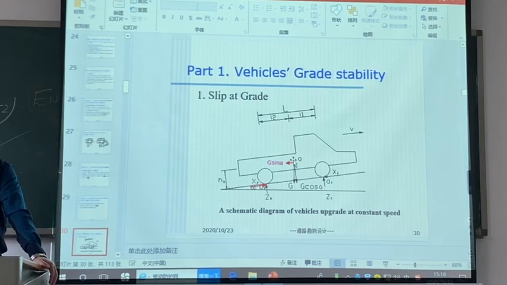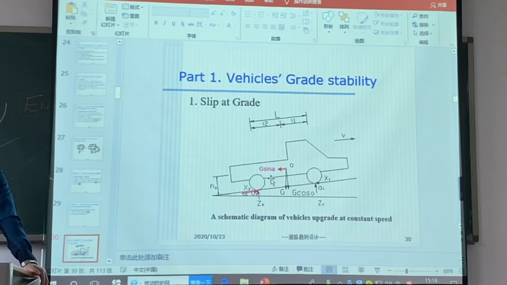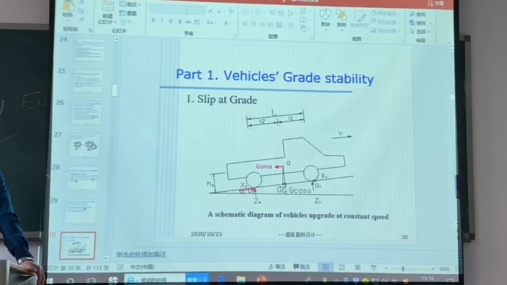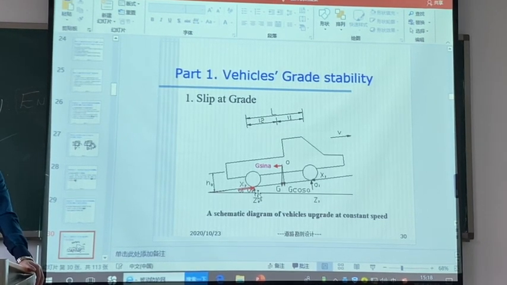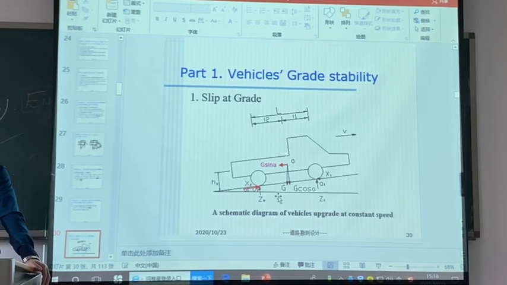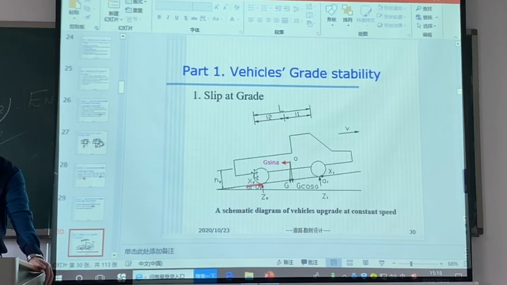G is gravity. Z is support force, supported force. X is friction force.